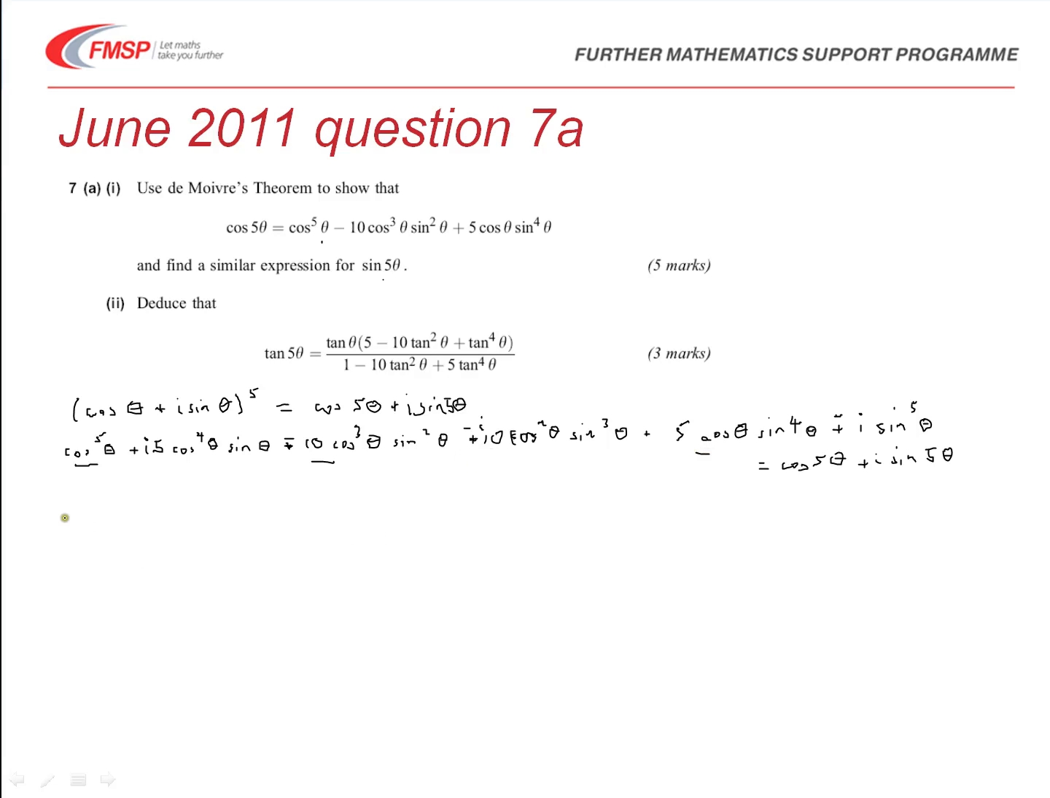So if we write that down, equating the coefficients, the real parts, cos 5 theta is going to be equal to cos to the power of 5 theta minus 10 cos cubed theta sine squared theta, and then we got plus 5 cos theta sine to the 4th theta.